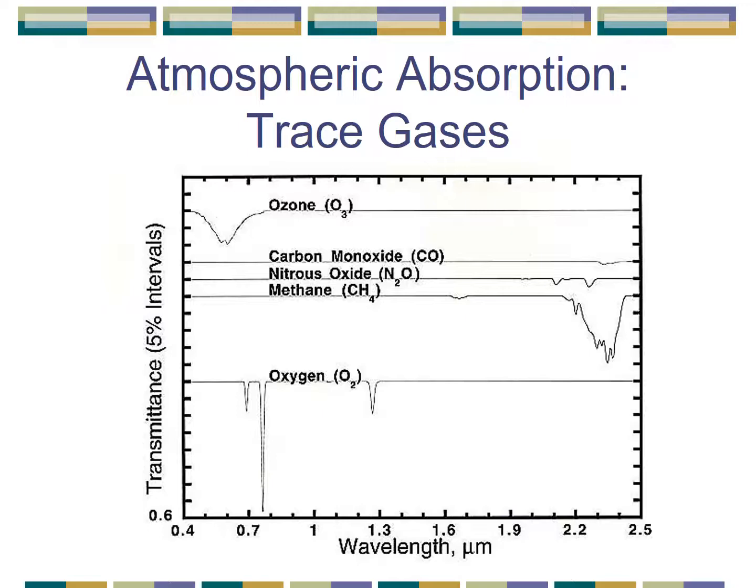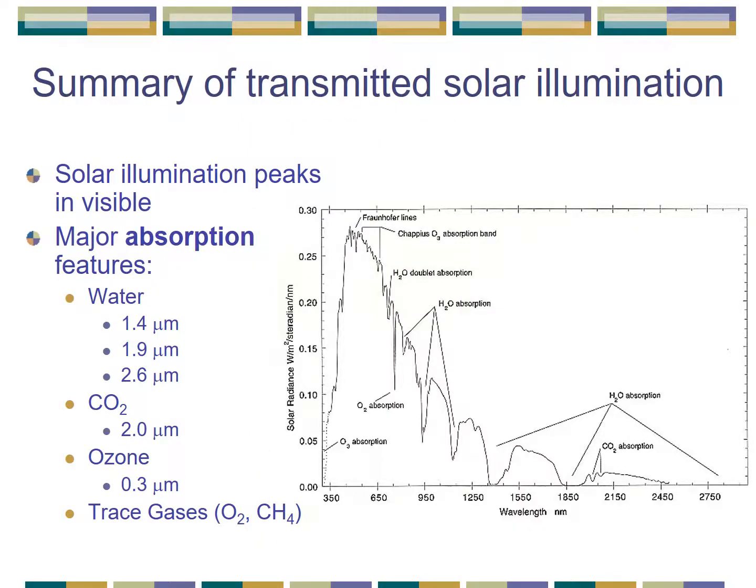The key thing to remember about ozone is, why is it important for us? It blocks out the UV. What does the UV do? It gives you skin cancer. So let's look at a summary of the transmitted solar illumination.